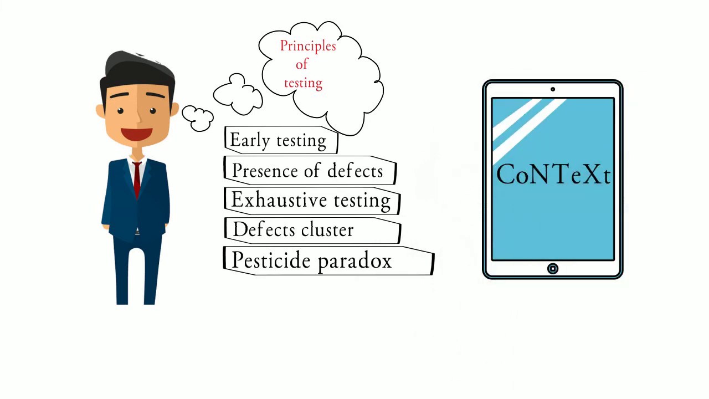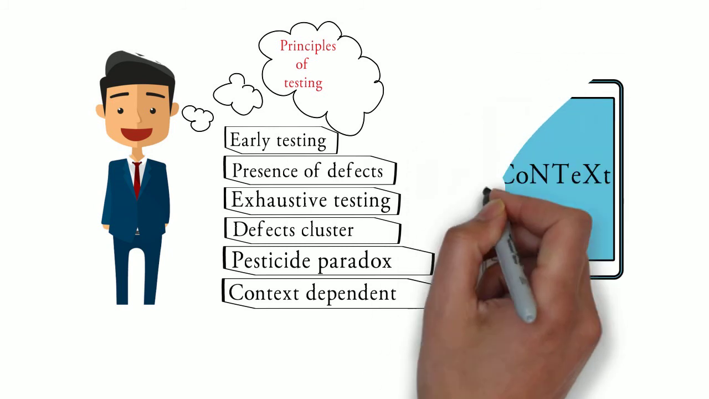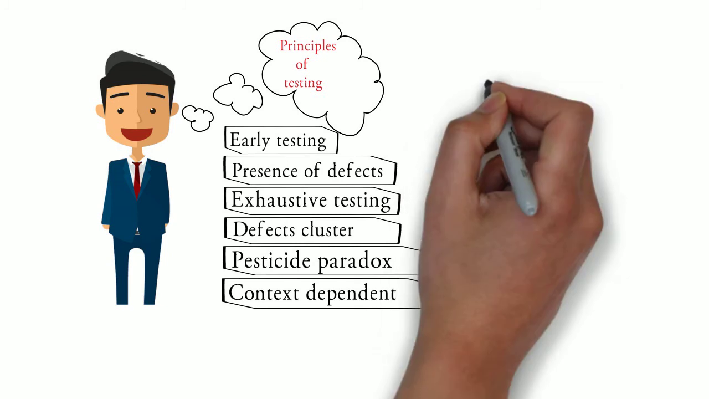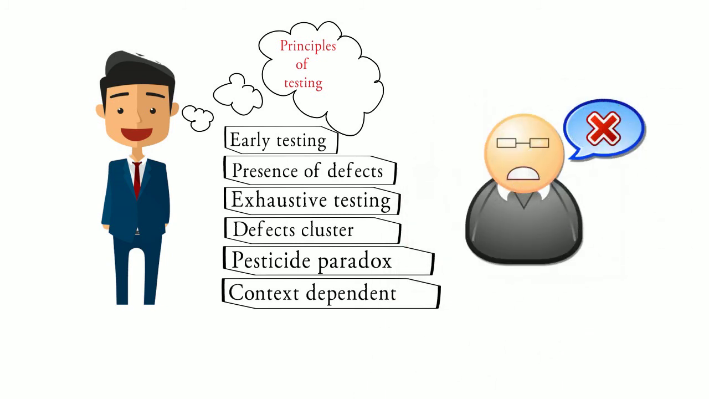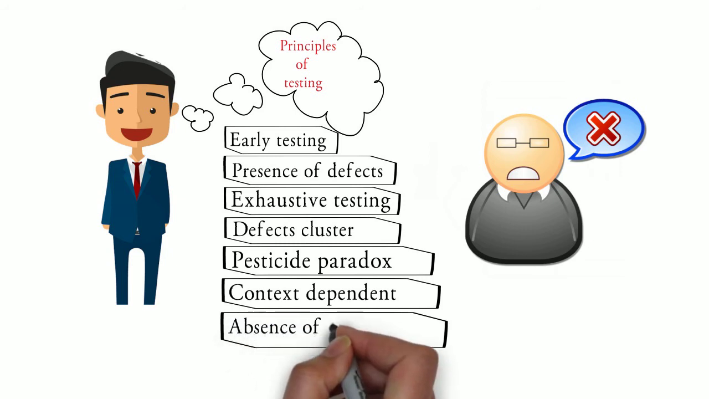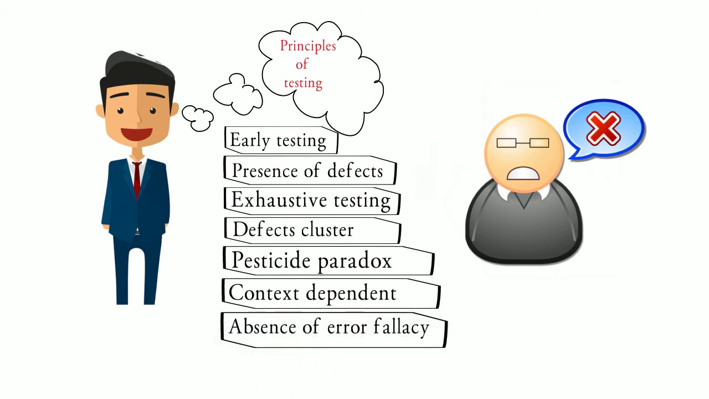Testing is performed differently in various contexts. For example, a core banking software is tested differently from an e-commerce website. The final principle is the absence of errors fallacy. Finding and fixing defects doesn't help if the software is not built according to the specification. These are the seven principles of software testing.